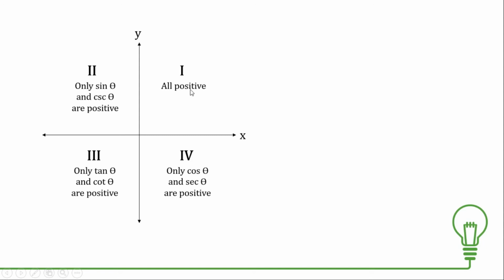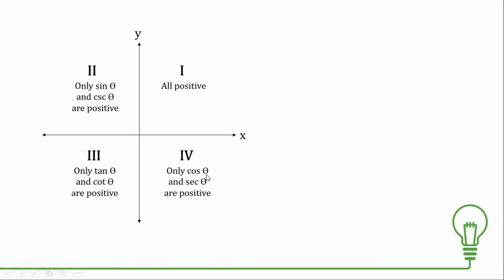Again, in quadrant 1, all functions are positive. On quadrant 2, only sine and its reciprocal is positive. On quadrant 3, only tangent and its reciprocal are positive. And on the fourth one, only cosine function and its reciprocal are positive.